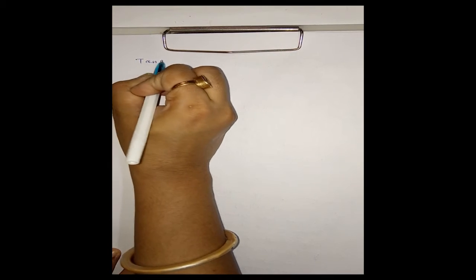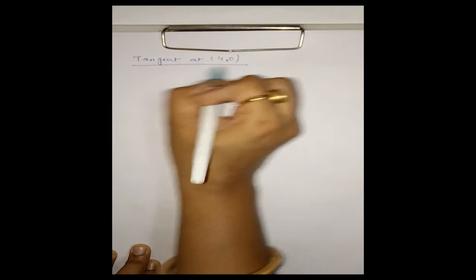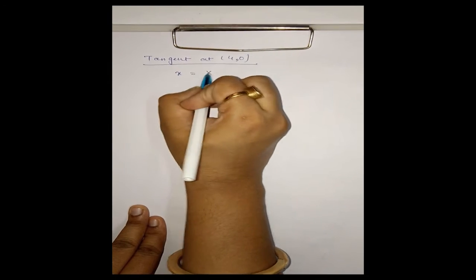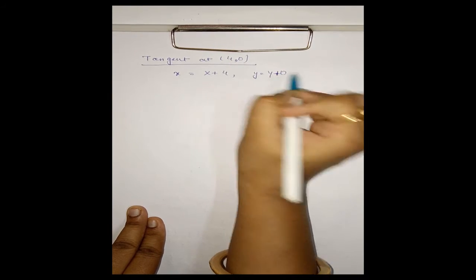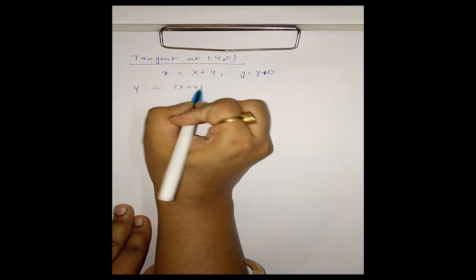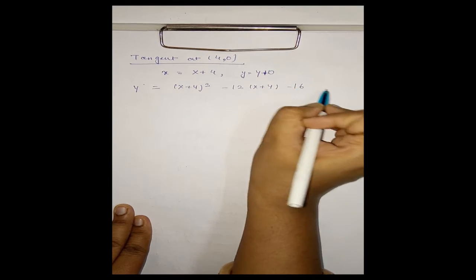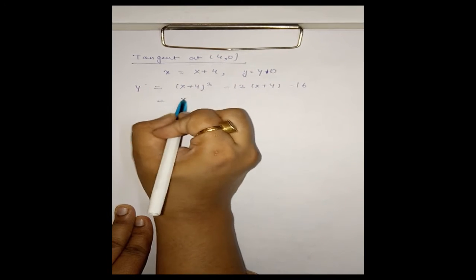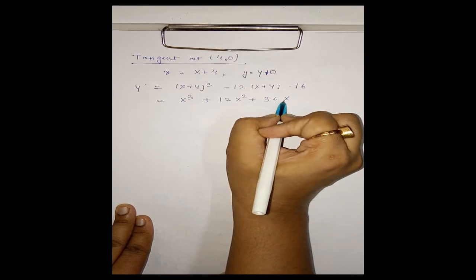First, the tangent at the point 4, 0. Now substituting x equal to x plus 4 and y equal to y plus 0 in the given equation, this gives us y equal to (x plus 4) whole cube minus 12 (x plus 4) minus 16. On simplifying this, we have x cube plus 12x square plus 36x.